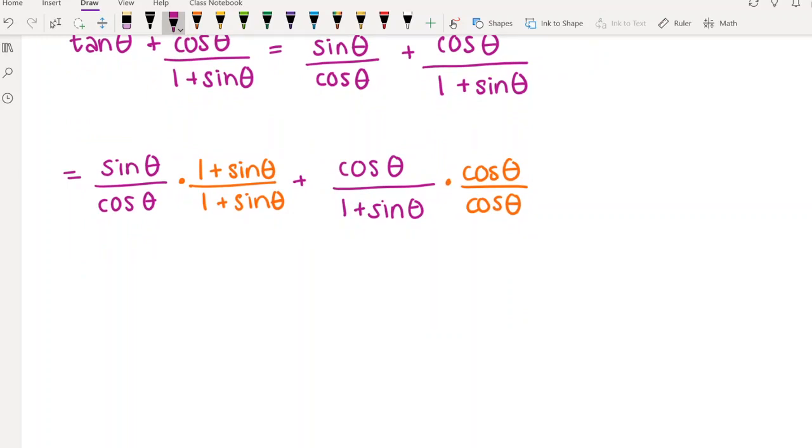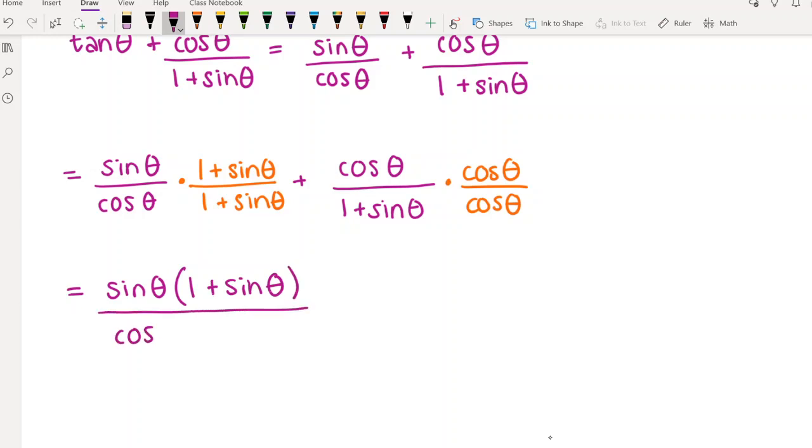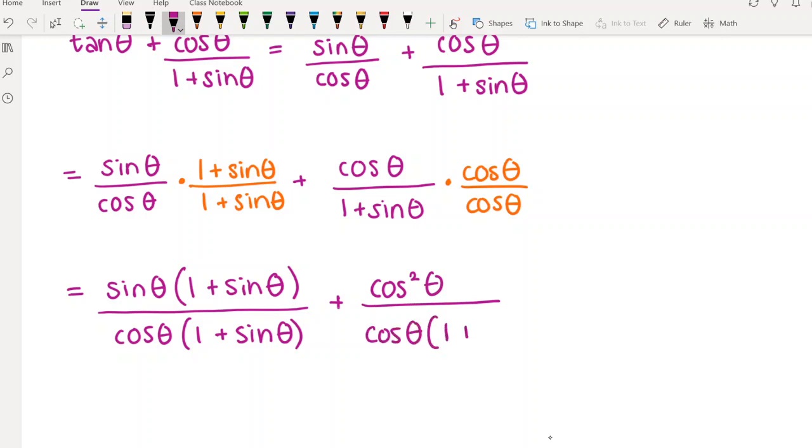So what happens when we multiply these two numerators together? Well, let's distribute the sine, right? Let me write out one additional step. So let's start by just writing it like this. Sine of theta times 1 plus sine of theta, and then we can distribute it on the next step, over cosine of theta times 1 plus sine of theta. And then here we have cosine squared of theta over cosine of theta times 1 plus sine of theta.